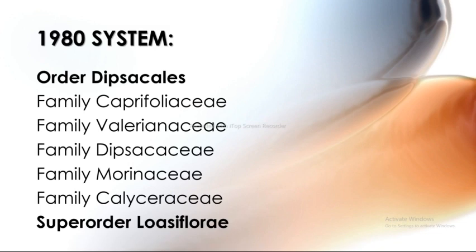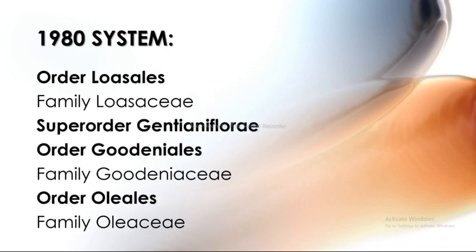Caprifoliaceae, Valerianaceae, and the next family is Dipsacaceae. Next is Morinaceae, and the next family is Calyceraceae. Next superorder is Loasiflorae, and it includes the order Loasales. It includes the family Loasaceae.